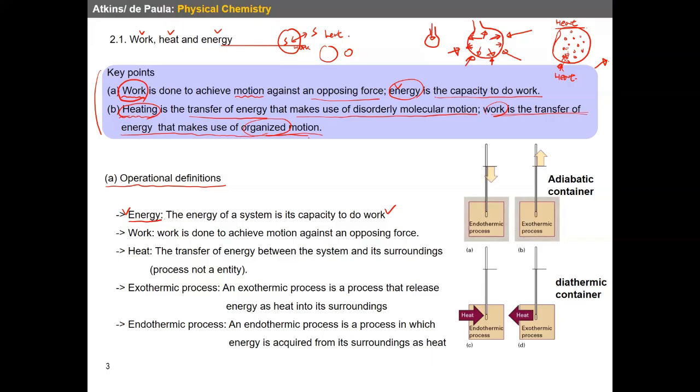This is what we discussed together. And work is done to achieve motion against an opposing force. We also talked about this in this key point. And also heat. Heat is the transfer of energy between the system and its surroundings.